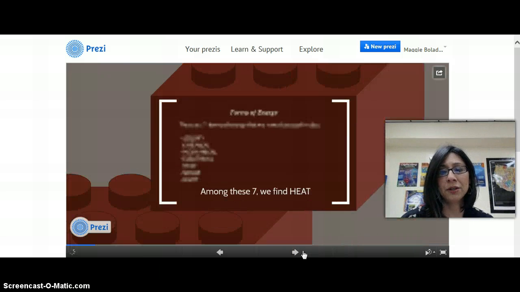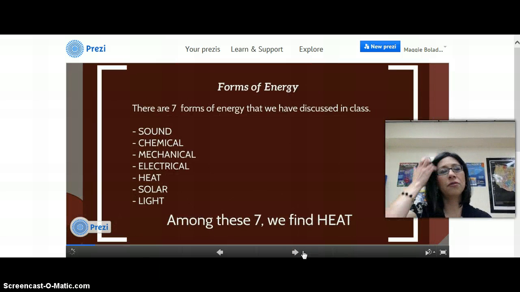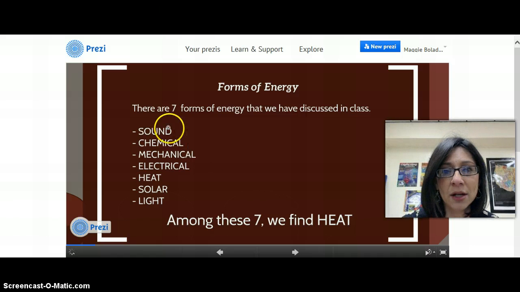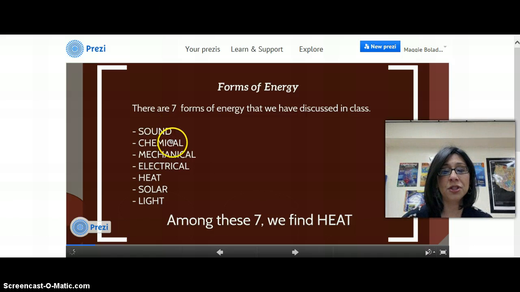Starting off with thermal energy. If you recall from our class discussion and from a previous class a couple of months ago, we talked about different forms of energy. There are 7 forms of energy that we've discussed in class. One of them was sound. The other one was chemical energy.